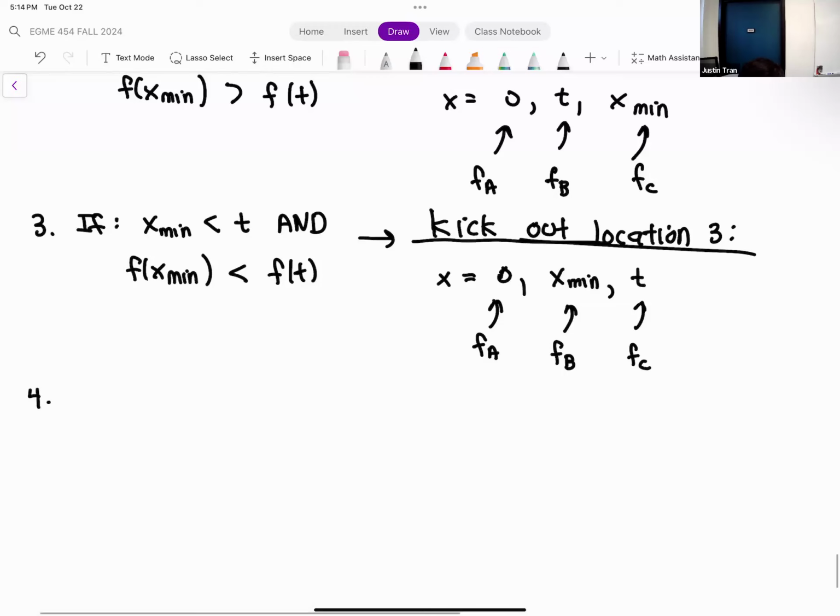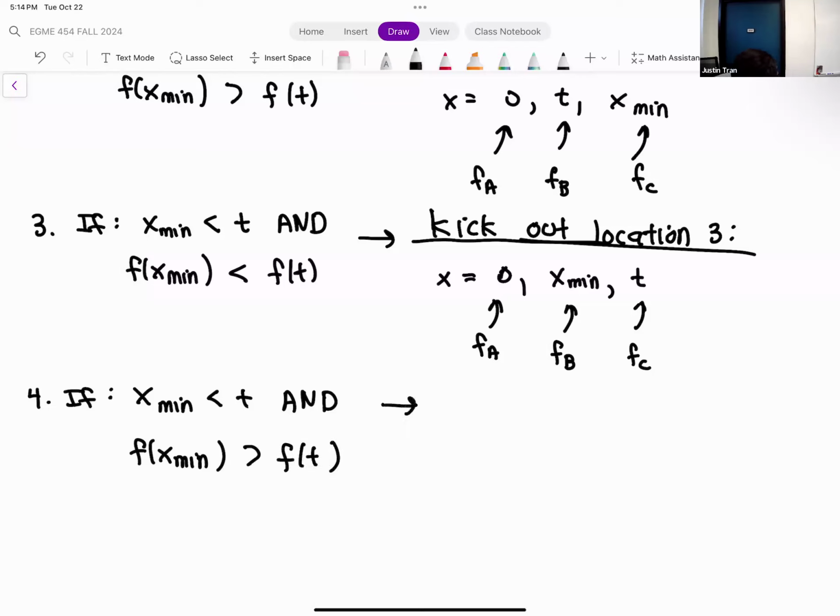And then, very quickly, the fourth case: if x min is less than t and f of x min is greater than f of t. In this case, we're going to kick out location 1.